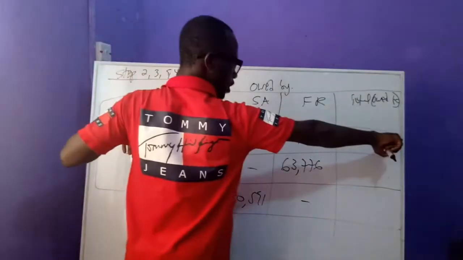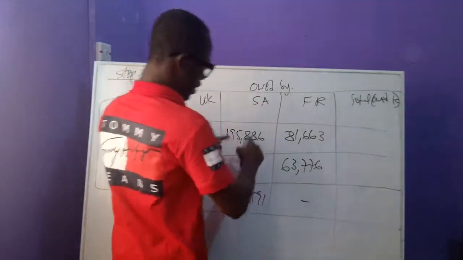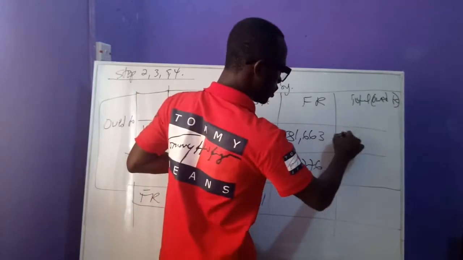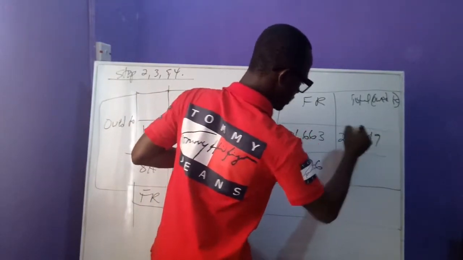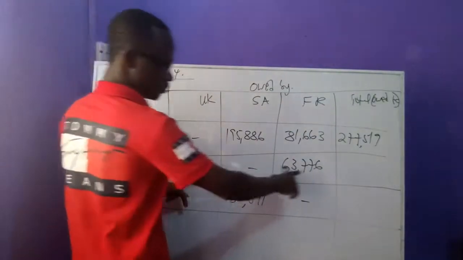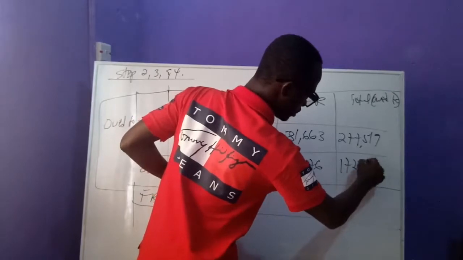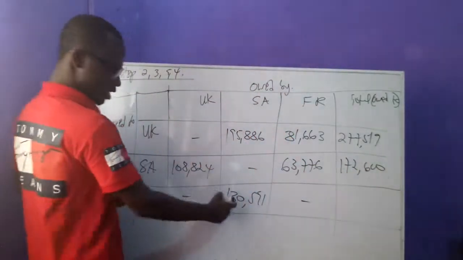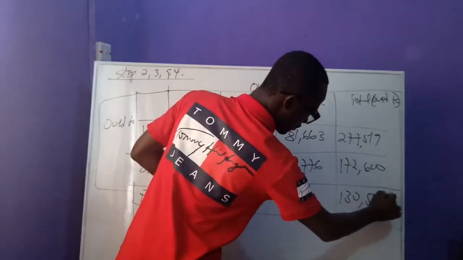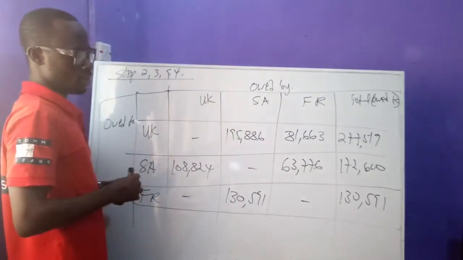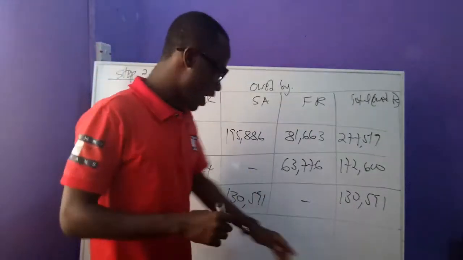So if we go this way, total owed to, you see that we add this to this, and that's going to give us 277,519. This plus this is going to give us 172,600. And this is only this, so we bring it 130,591. Then we get the totals here of the owed by.